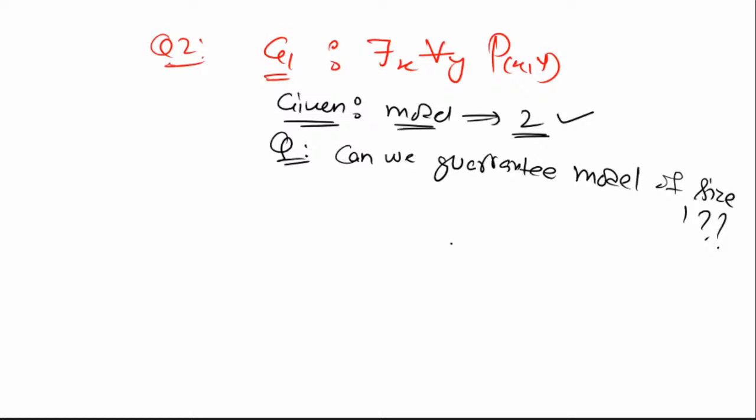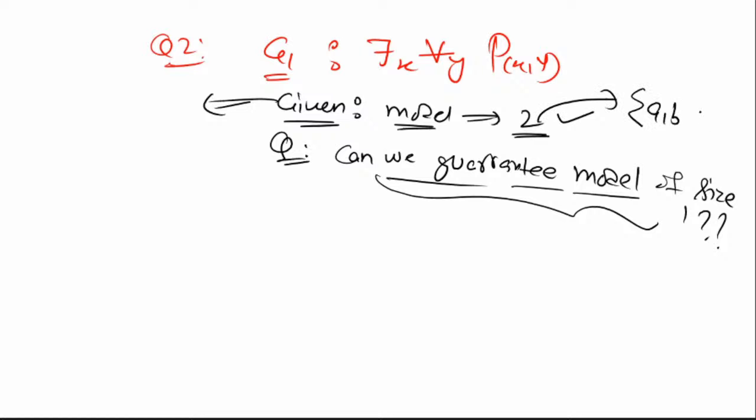So let's see, can we guarantee that there will exist a model of size 1? Yes, we can guarantee. But let's see. I will try to make it false, remember. That will be my target. I will try my best to not have a model of size 1. But from the given information, what do you have? The given information is that there is a model of size 2.